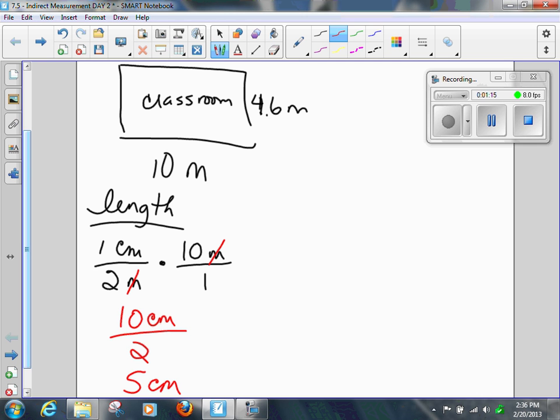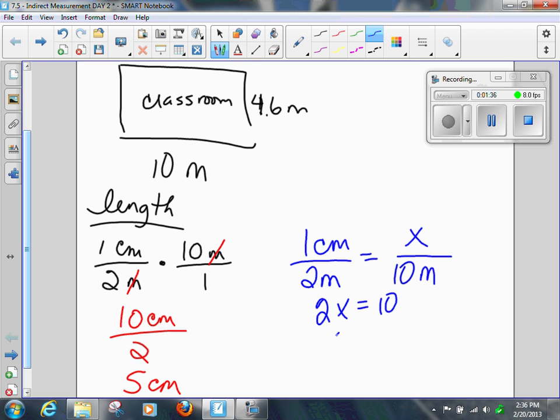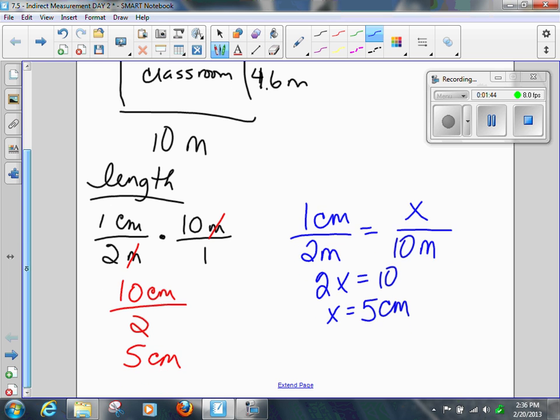Oh, yes, you did. I got you. So you did it this way, which is still going to give me the same, again, more than one way to skin a cat. You had 1 centimeter over 2 meters is equal to x over 10 meters, because your meters are on the bottom. 2x is equal to 10, divide both sides by 2, and you get 5 centimeters. Okay, that's your length. Now let's find the width.